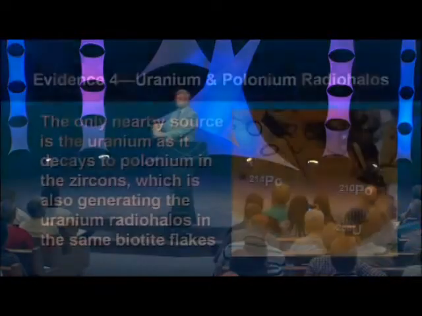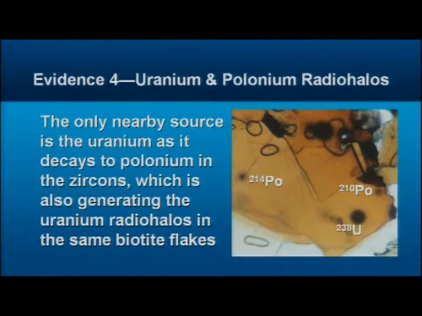Where did the polonium come from to produce these radiohalos? It's not in the biotite. The actual closest source is the uranium in the zircons, because remember, the uranium is decaying down to polonium as it's producing the uranium radiohalo. That means the polonium had to be scavenged from the zircon crystals as the uranium was decaying and transported to produce independent polonium radiohalos. That means the uranium and polonium radiohalos had to form at the same time.